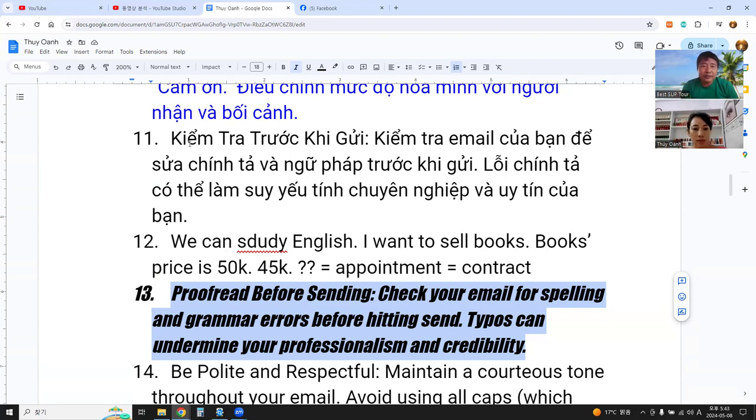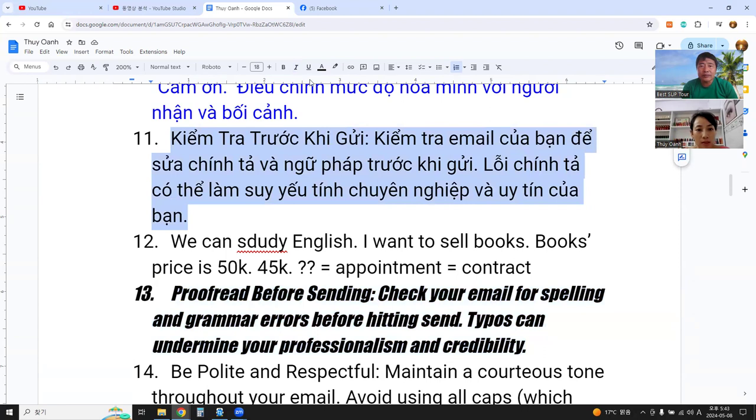Okay. I think we don't have much time. We will be finished maybe. Can you read it?